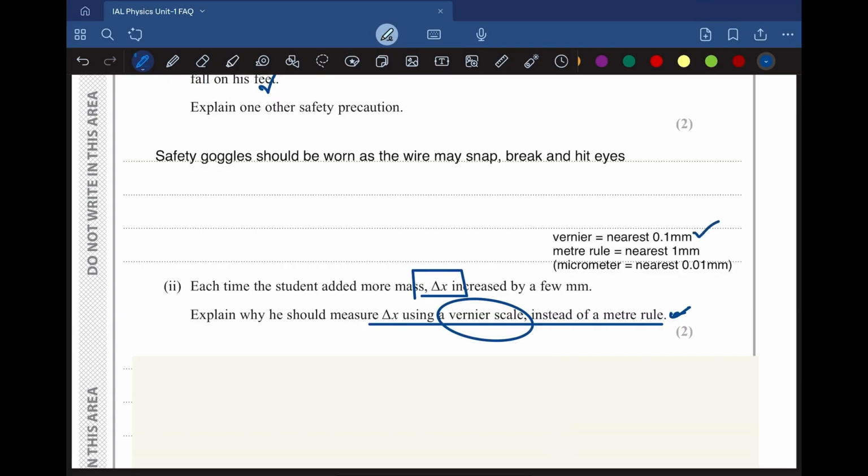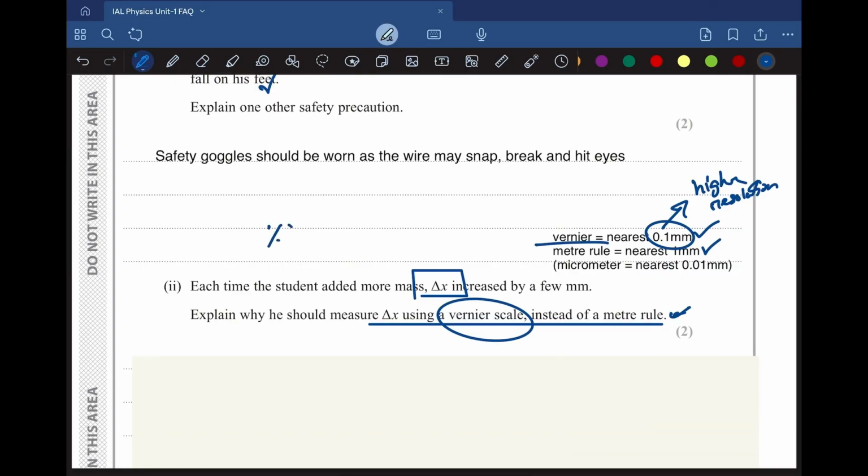The vernier scale has a resolution of 0.1 millimeter, whereas a meter rule has a resolution of 1 millimeter. So it has a higher resolution. The smaller the value, the higher the resolution. Remember this. People get confused regarding this, that it has a smaller value, but how does it have a higher resolution? Higher resolution means smaller value. Higher resolution means the smaller value that a particular instrument can measure. So basically our vernier scale has a higher resolution than the meter rule.